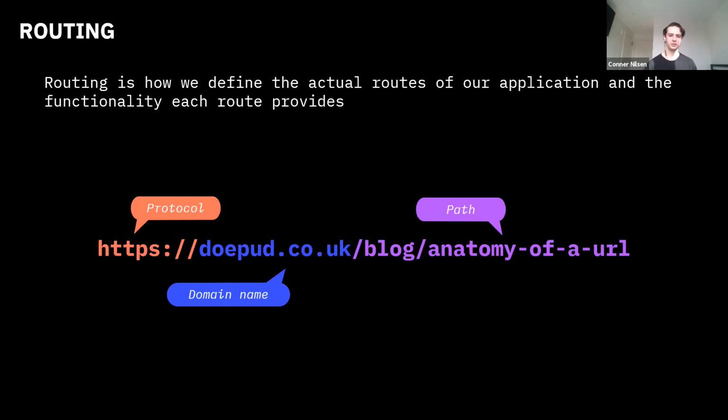So let's start out with what routing is. Routing in terms of the backend is when we define the actual routes of our application and the functionality that they provide. We had this protocol, then our domain name, and then our path.